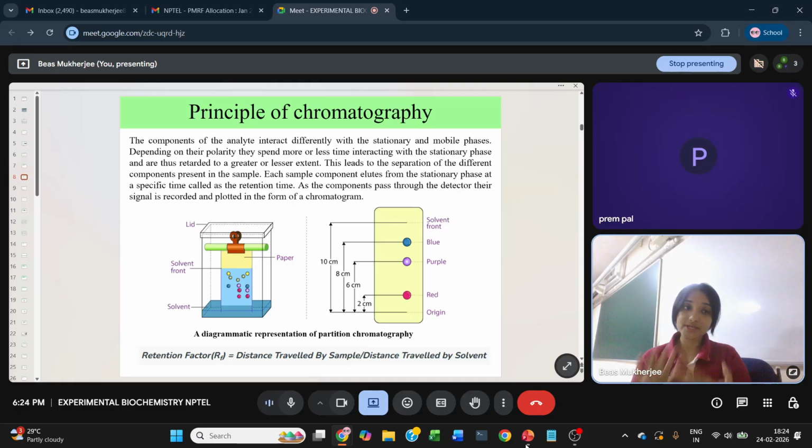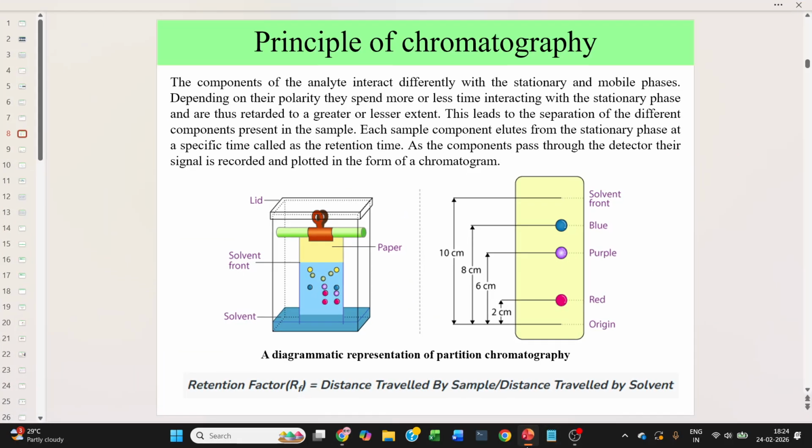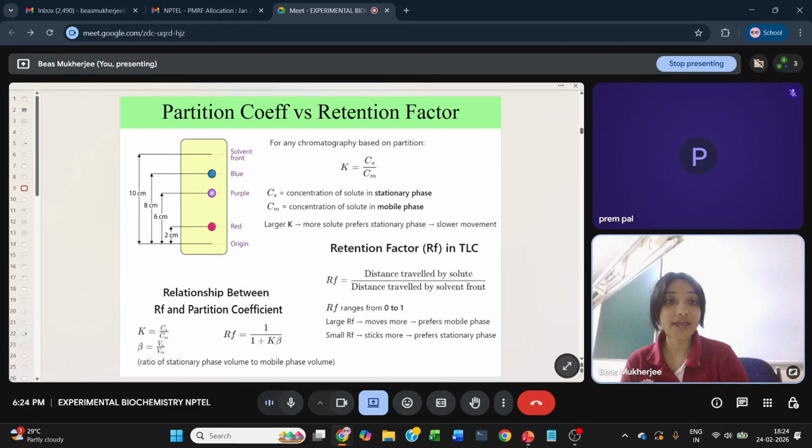Now, in very basic numericals, they'll ask you to find out the retention factors, but in other numericals, they'll ask you to find the partition coefficient. So what is partition coefficient? We'll look at it. Right, so now we have the partition coefficient and the relationship between the retention factor and partition coefficient.